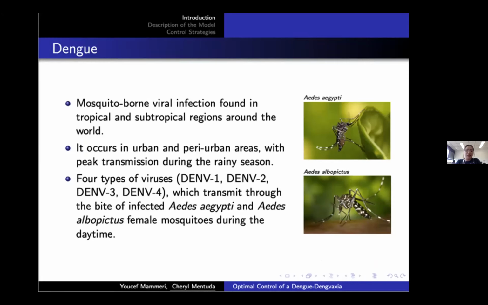Dengue is the most common mosquito-borne viral infection found in tropical and subtropical regions around the world. In a study by Bhatt et al., in 2010 there were an estimated 96 million apparent dengue infection cases globally, 70% of which were in Asia. It occurs in urban and peri-urban areas with peak transmission during the rainy season. Dengue is caused by 4 types of viruses, which are transmitted through the bite of Aedes aegypti and Aedes albopictus.